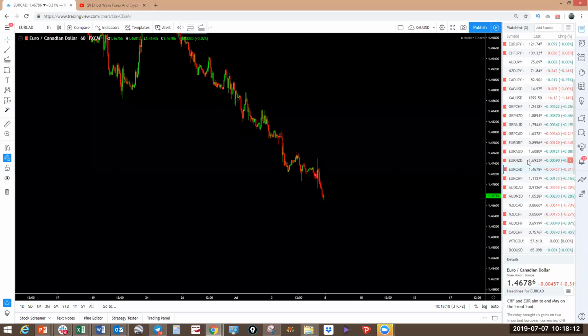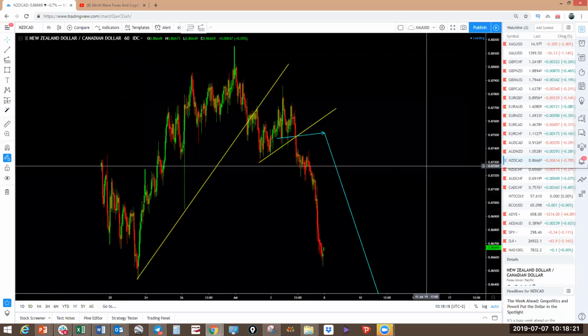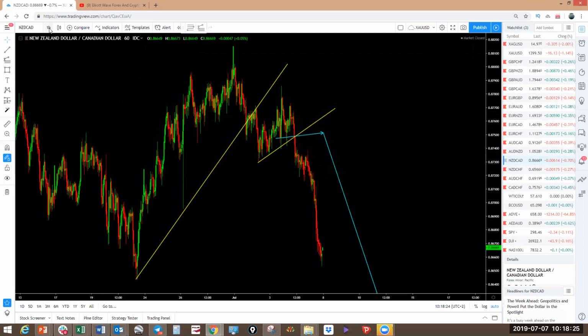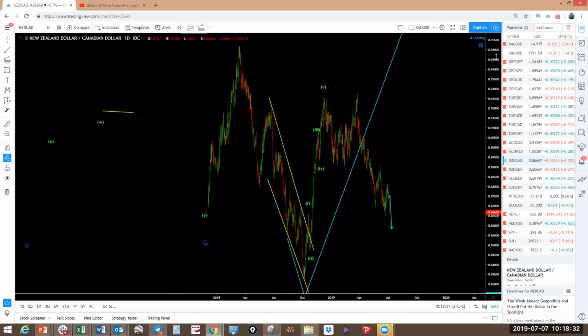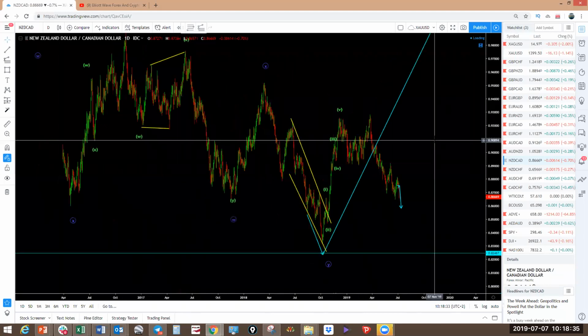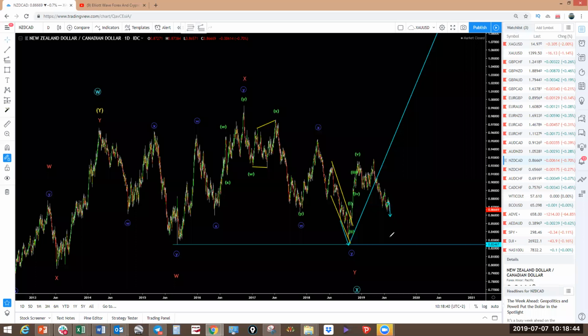Let's look at some of the cross pairs, then oil. New Zealand CAD, one of the setups from last week, it is dropping. Just look for continuation patterns to the downside. Let's show you the daily on this one. So this one is still coming down here. Let's see how far it goes.